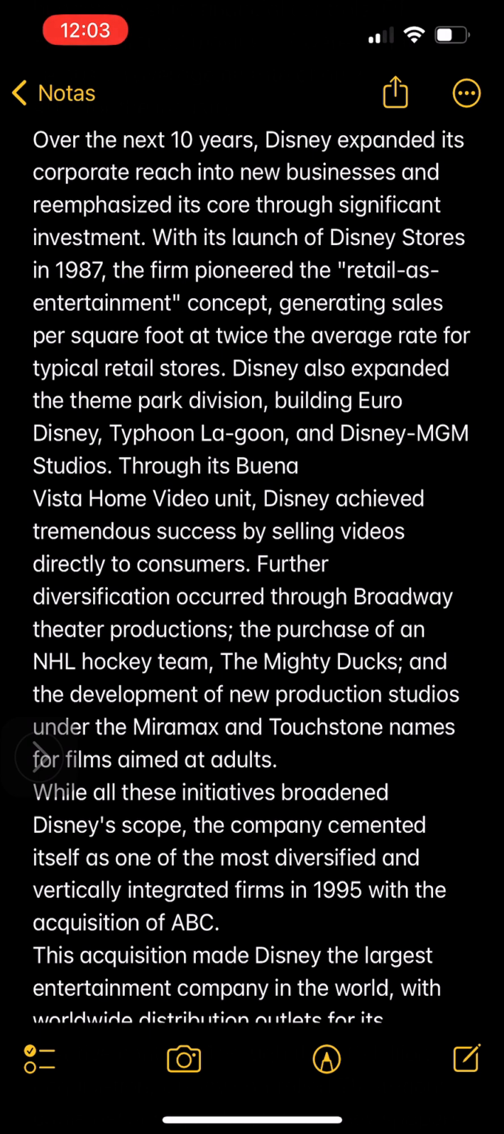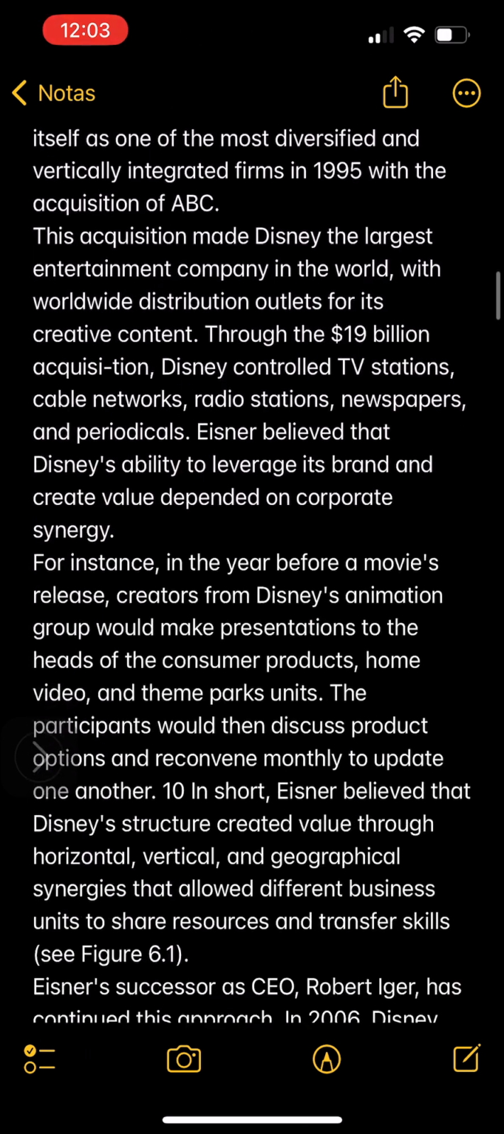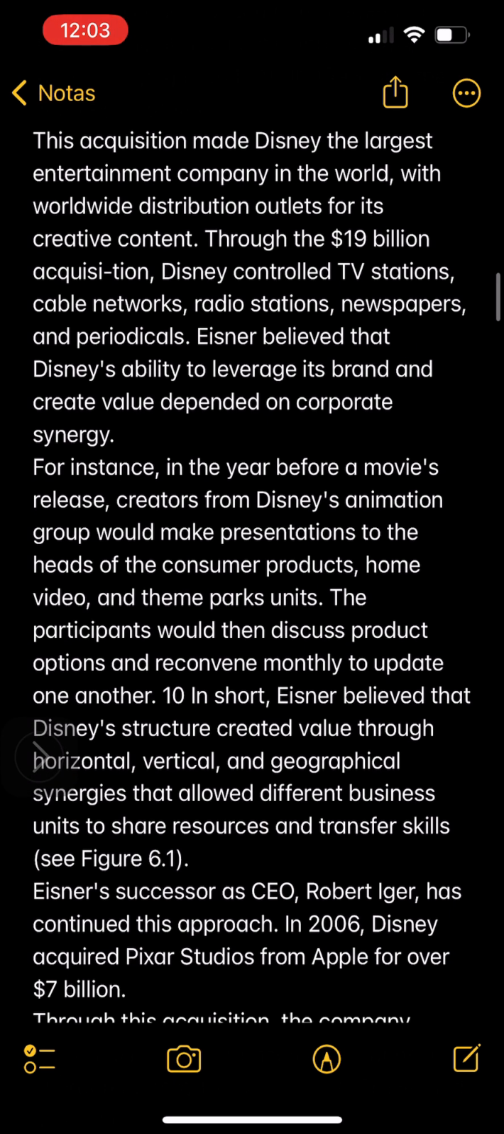Further diversification occurred through Broadway theater productions, the purchase of an NHL hockey team, the Mighty Ducks, and the development of new production studios under the Miramax and Touchstone names for films aimed at adults. While all these initiatives broadened Disney's scope, the company cemented itself as one of the most diversified and vertically integrated firms in 1995 with the acquisition of ABC. This acquisition made Disney the largest entertainment company in the world, with worldwide distribution outlets for its creative content.